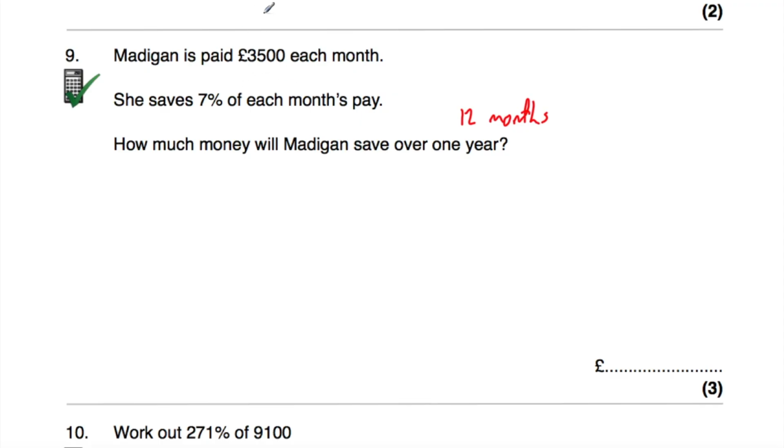Another approach is to take the amount of money she's paid in a month, which is 3,500, times that by 12 to find out how much money she's paid in an entire year, and then find 7% of that. And either approach will work. Actually, let's do both of them.